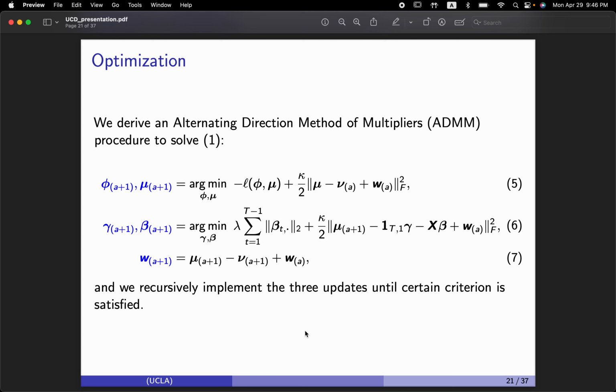And here are the three updates. In the first update, we update the neural network parameter phi and the prior parameter mu. And then we update the slack variables, gamma and beta. And lastly, we update the scaled dual variables. And then we recursively implement the three updates until certain criteria are satisfied.